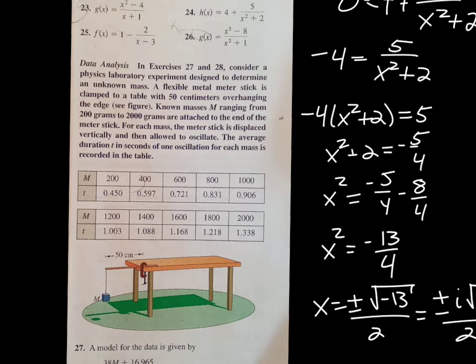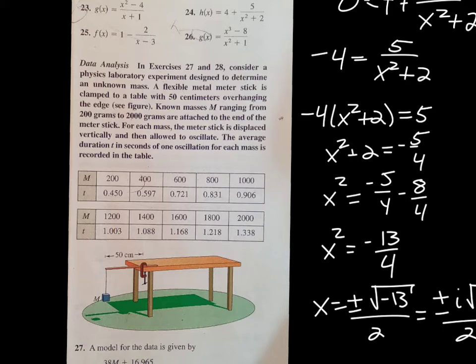And known masses, so we know what they are, here they are, are attached to the end of the meter stick. For each mass, the meter stick is displaced vertically, so it bends down, and then is allowed to oscillate, so up and down. So one oscillation would be down and then up. Up, down is one oscillation. The average duration t in seconds of one oscillation for each mass is given.